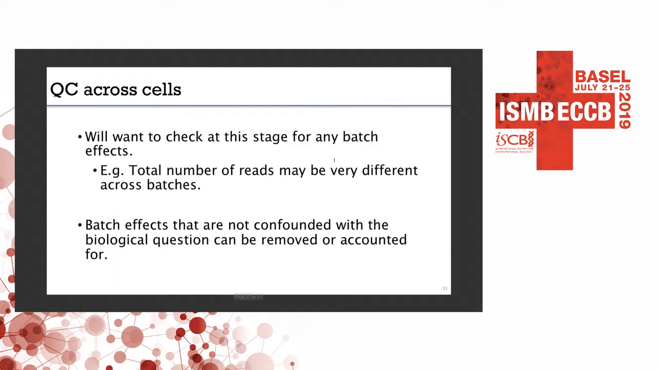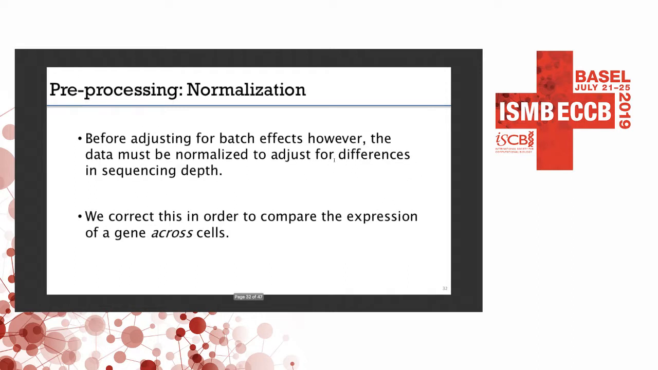And so if you're planning the experiment as well, you want to make sure you try to avoid that. So try not to confound those two different things. So before I talk about adjusting for batch effect, before we do that, we usually normalize for sequencing depth. And so in order to correct this, we correct this in order to compare the expression of a gene across different cells.